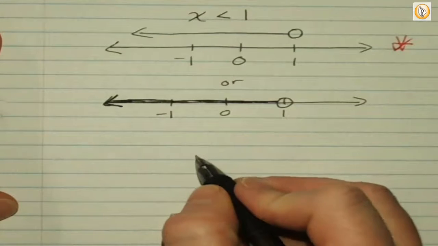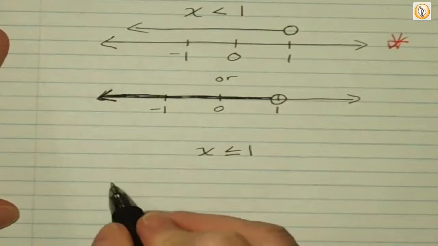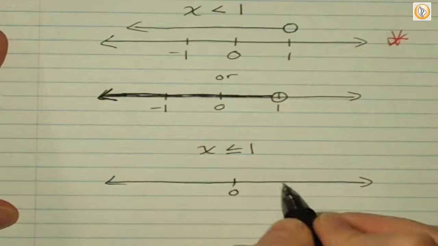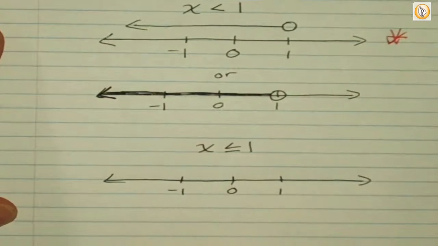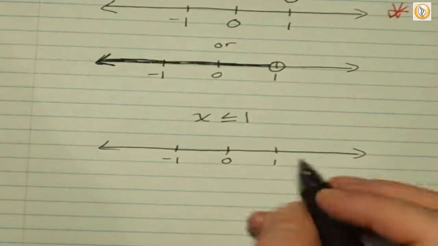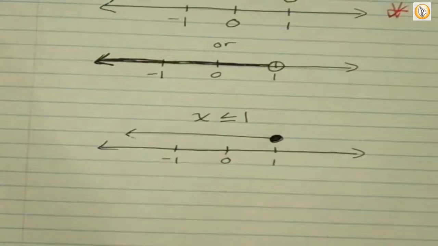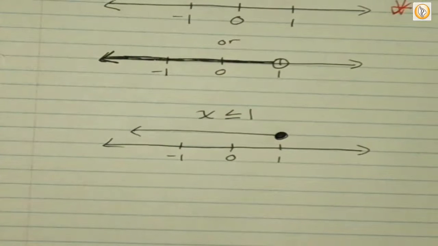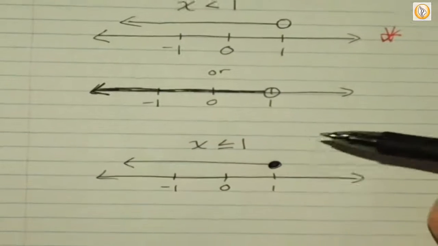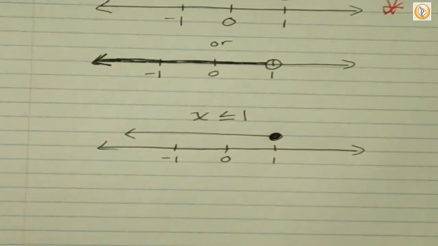If the equation is x is less than or equal to 1, then it's going to be a closed circle. I don't do all the numbers on the number line because that would take forever. And which way would you go? Yeah, exactly. So it would look like that. That's the difference. Open circle if it's just less than or greater than. Closed circle if it's less than or equal to, greater than or equal to. Any questions?